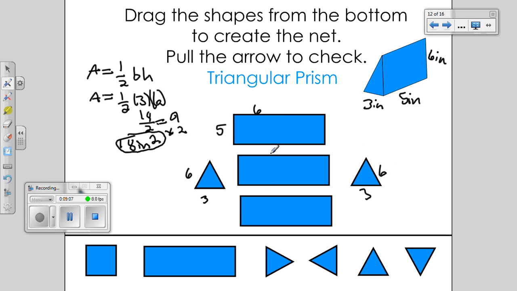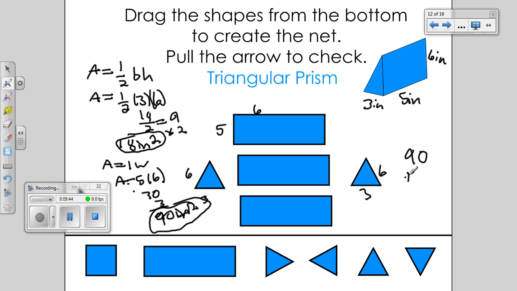We got 3 rectangles. So we know rectangle is area equals length times width. So that's just going to be area equals 5 times 6, which is going to give us 30, which we have 3 of them, so times 3, which is 90 inches squared. And so all we got to do now is say 90 plus 18, and we get our total surface area. 90 plus 18, 108. So our surface area for this triangular prism is 108 inches squared.